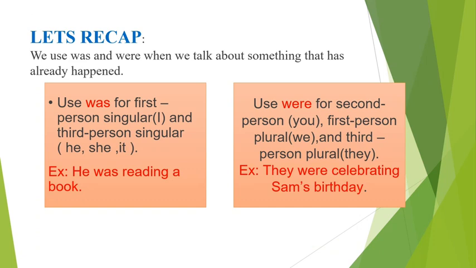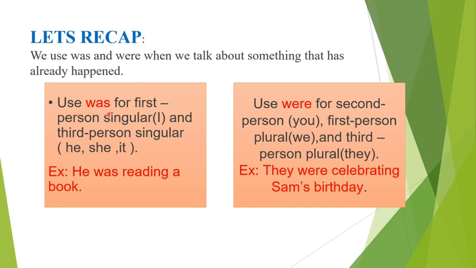Let's recap. We use was and were when we talk about something that has already happened. So we have come to know that was and were are past tense verbs. They are the past tense of the verb to be. And how do we use them?